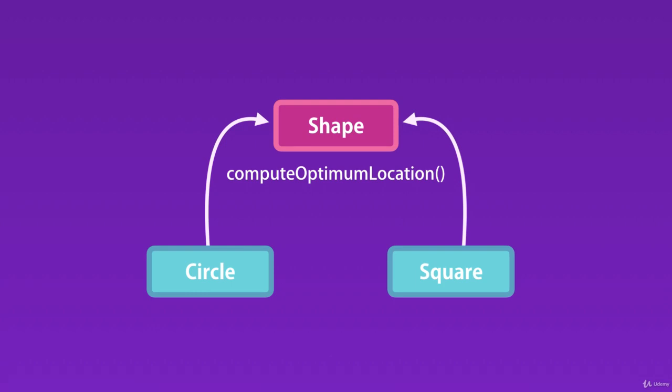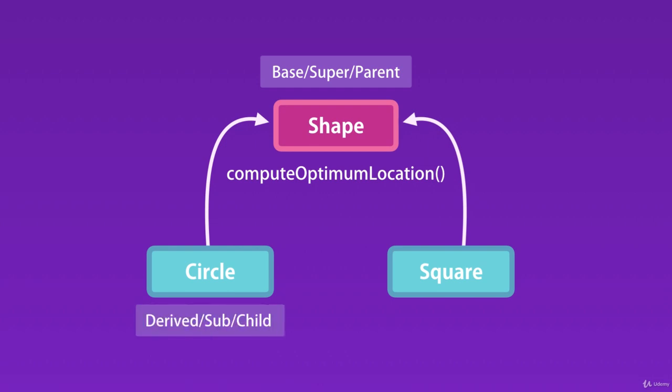In this diagram, we refer to the shape class as the base class or superclass or parent class. All these terms are exactly the same. Different tutorials and different books use different terms. In contrast, we refer to the circle as the derived class or subclass or child class. And finally, we refer to the inheritance relationship as is a relationship. So we say circle is a shape.